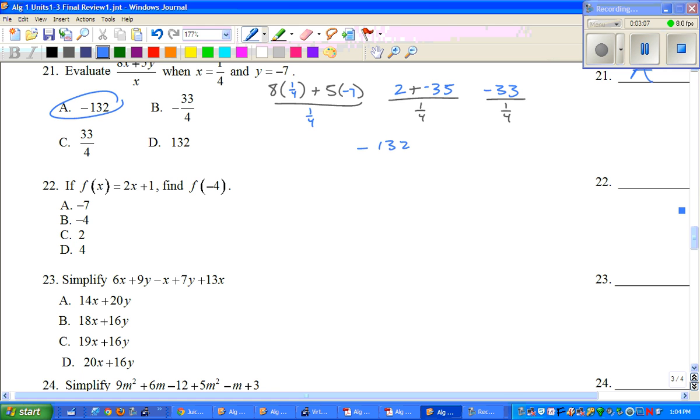Okay, if f of x equals 2x plus 1, find f of negative 4. Remember that f means function, and all you're really doing is you're going to plug this in. So f of negative 4 equals 2 times negative 4 plus 1. All you have to do is plug in negative 4 for x. So 2 times negative 4 is negative 8. And negative 8 plus 1 gives you negative 7.